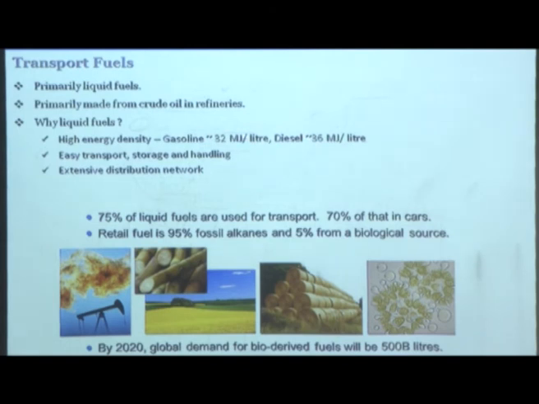These are high density fuels. If you look at the energy density, gasoline is about 32 megajoules per liter. Diesel is about 36 megajoules per liter. They are easy to transport, store and handle. You don't need pressurized cylinders. There is no possibility of leakage unless the tank is leaking. Okay. It has an extensive existing distribution network. So in the foreseeable future, the fuels are going to be liquid fuels.